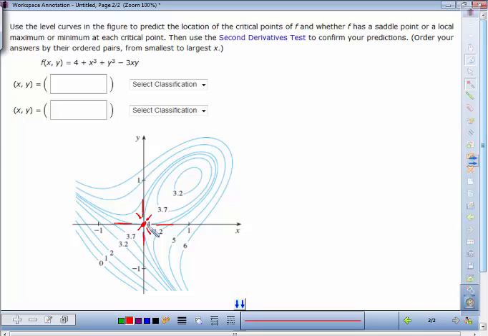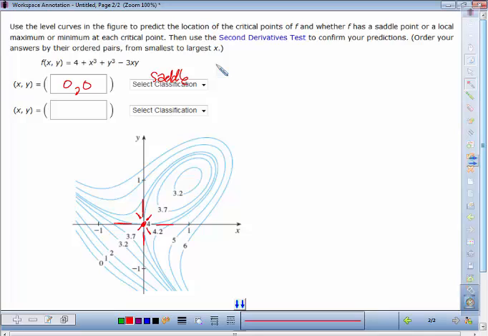So I'm looking at this, and there's a good possibility that this is going to be a saddle point. We'll get confirmation of that when we do the second derivative test. It looks like (0, 0) would be a good candidate for a saddle point. Let's put it down here and say this is a saddle. But we'll confirm it.